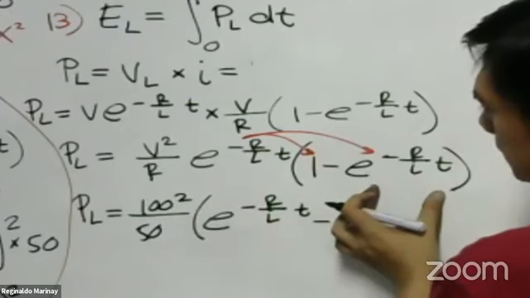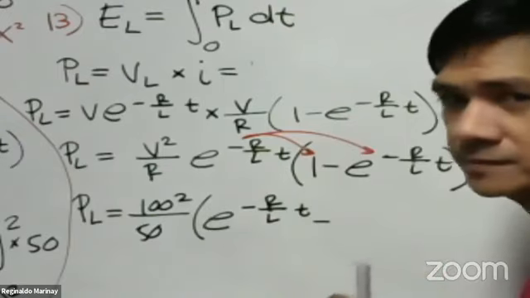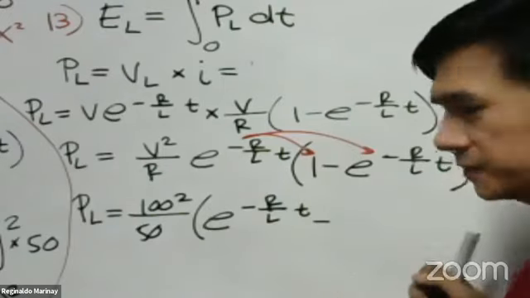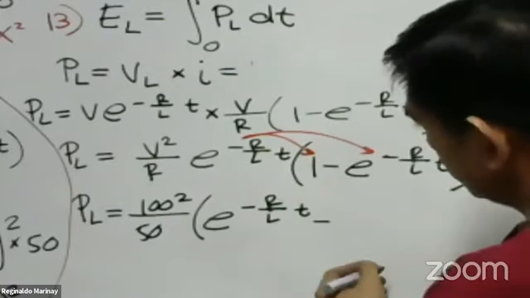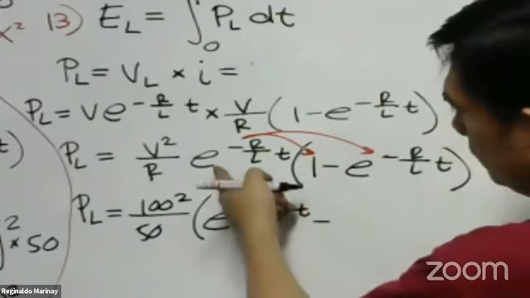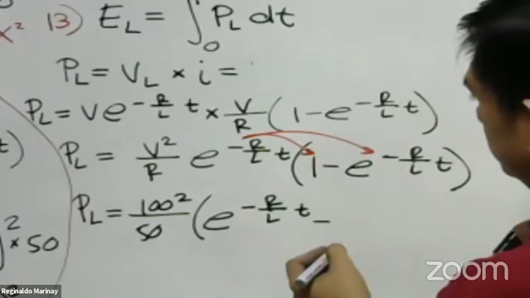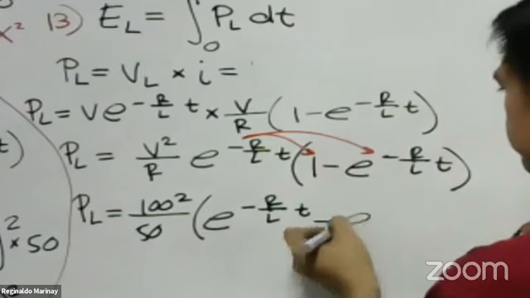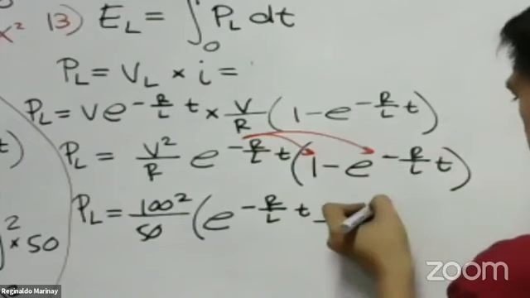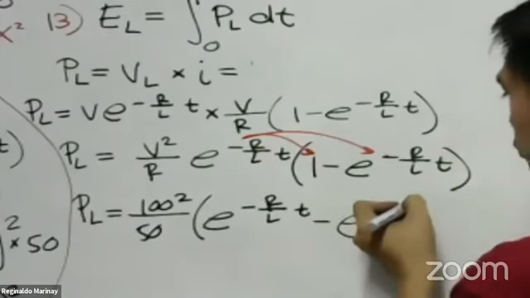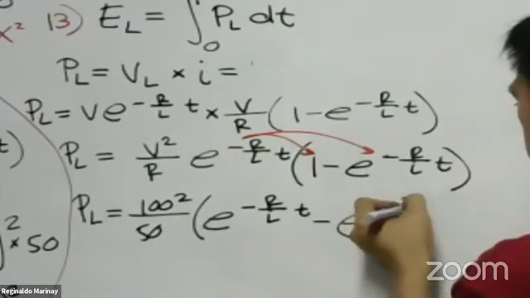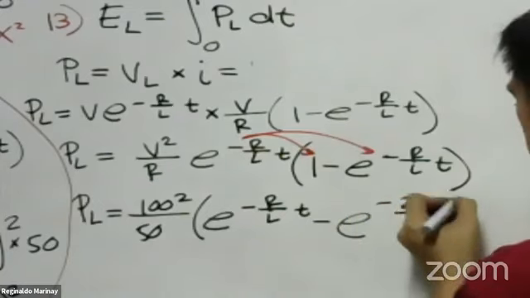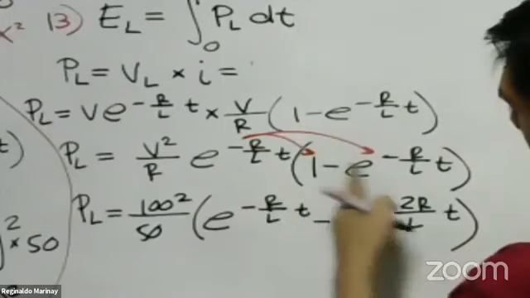What will happen now? So this is E raised to negative, this is negative what? 2R over L times T. Isn't it? This one.